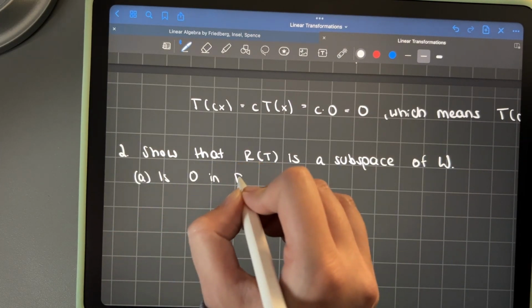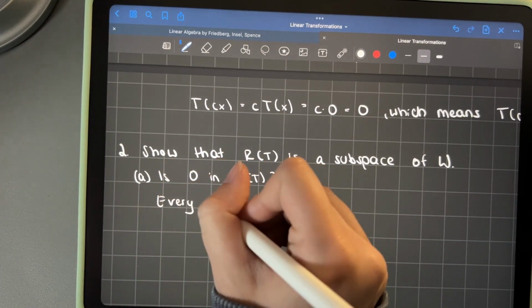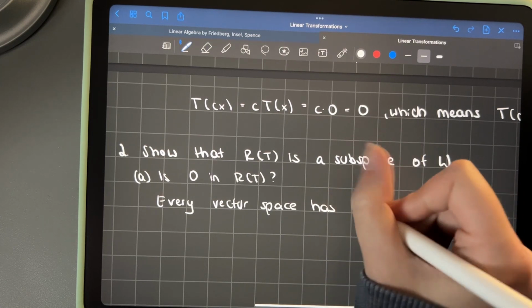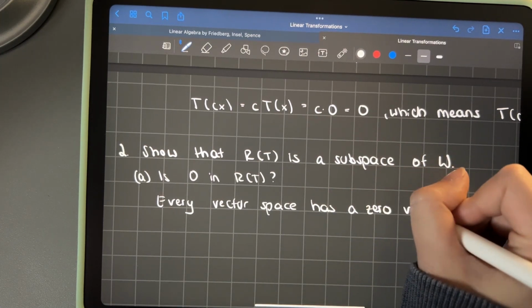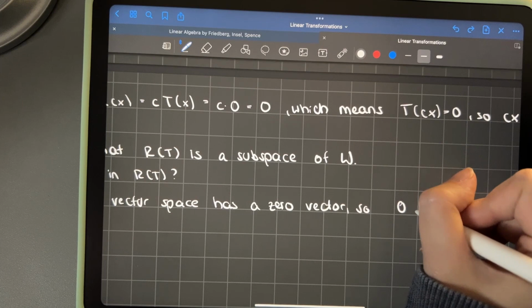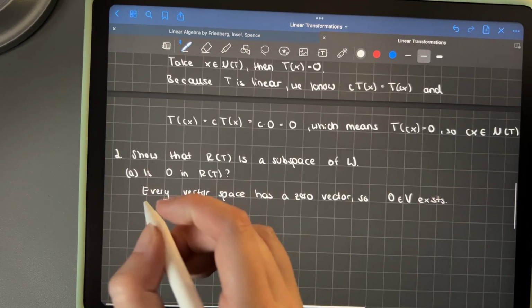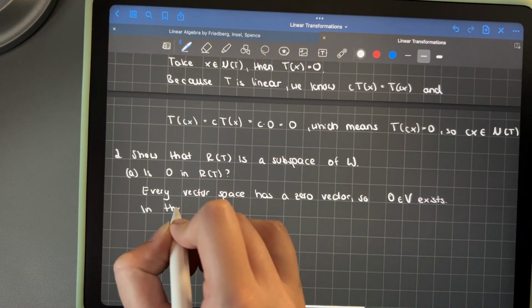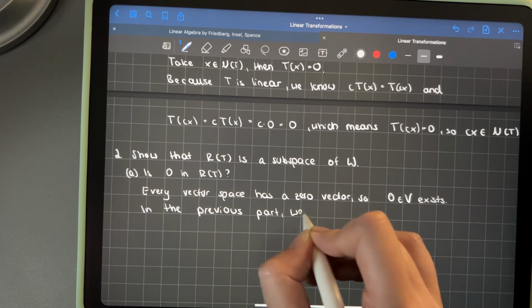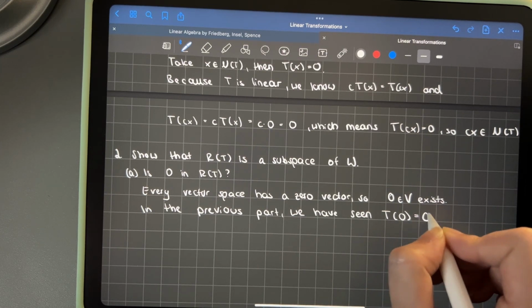Part A, 0 in the image. Every vector space has a 0 vector, and so 0 exists in V, and in the above part we have seen that T of the 0 is indeed 0.